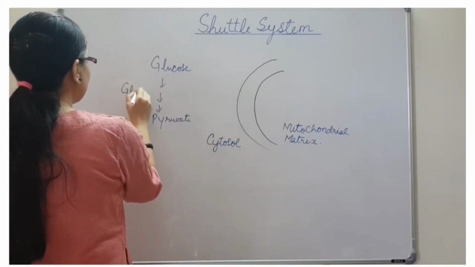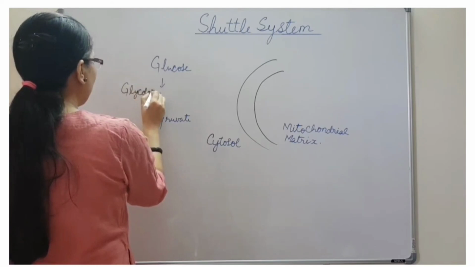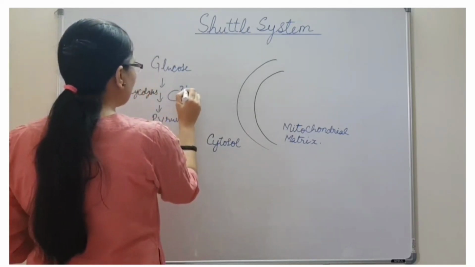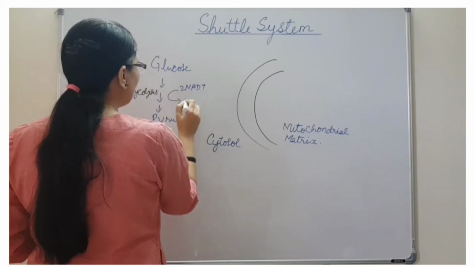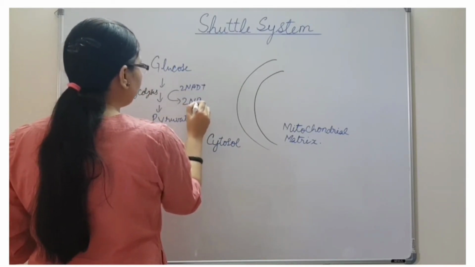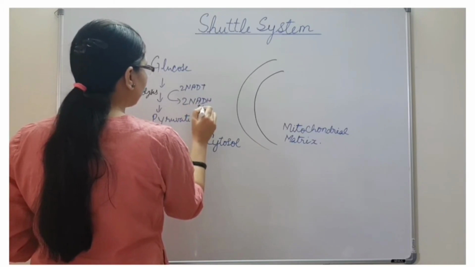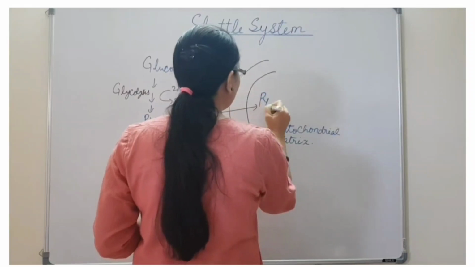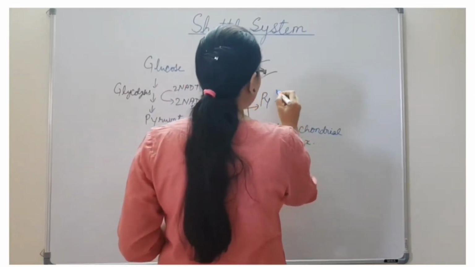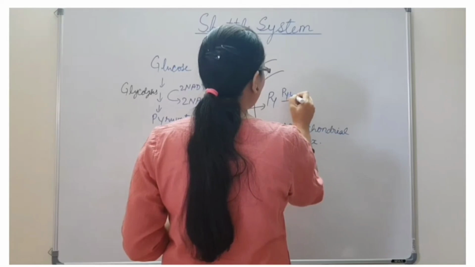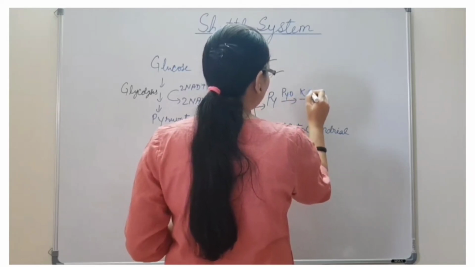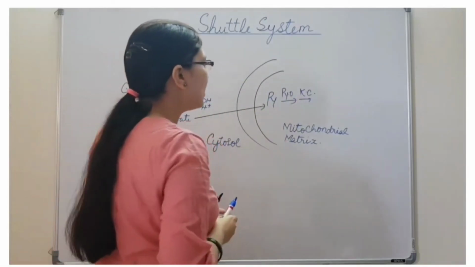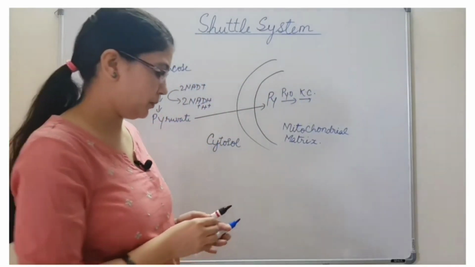through glycolysis. And at one step, we get two molecules of NADH. Then this pyruvate enters into the mitochondrial matrix and further oxidation takes place by pyruvate oxidation and Kreb cycle. You can see the glycolysis, pyruvate oxidation and Kreb cycle in detail in my previous videos.